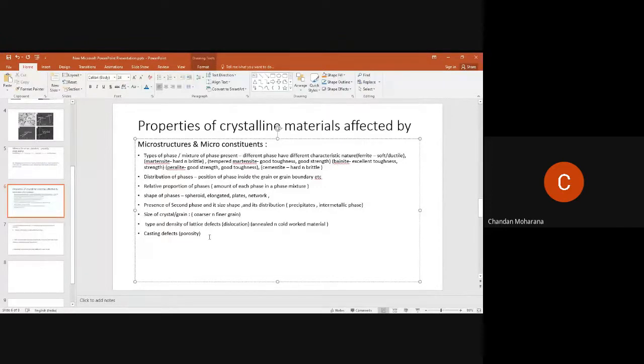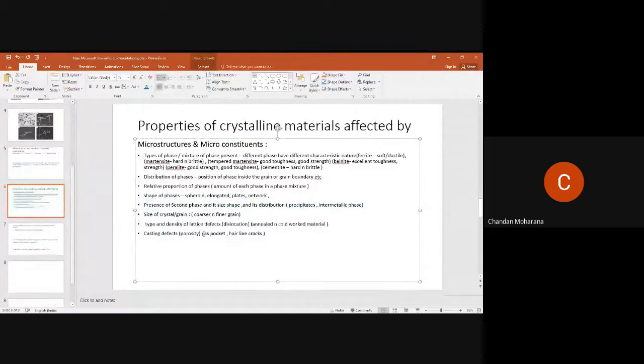Okay, next is casting defects. You understand porosity is a casting defect. That porosity may be gas porosity, gas pockets, like that. Some hairline cracks. Have you ever heard about these things? Hairline cracks, gas pockets. Yes, sir.